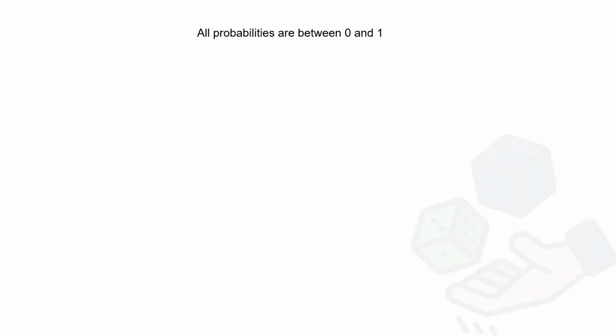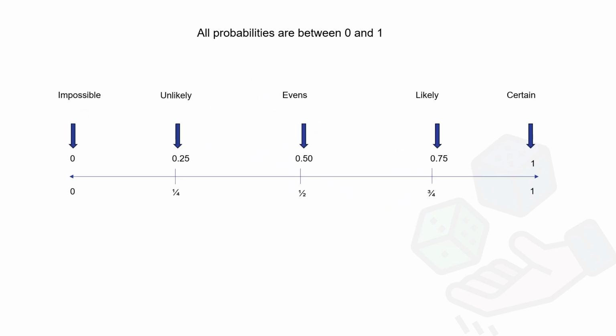Probability. Probability is the measure of how likely something is to happen. It tells us the chance that an event will occur. Probabilities can only have the values from 0 to 1, including those values. And you can show the probability of any event happening on this scale of 0 to 1.